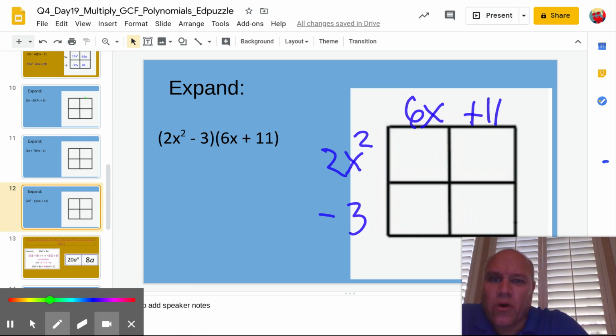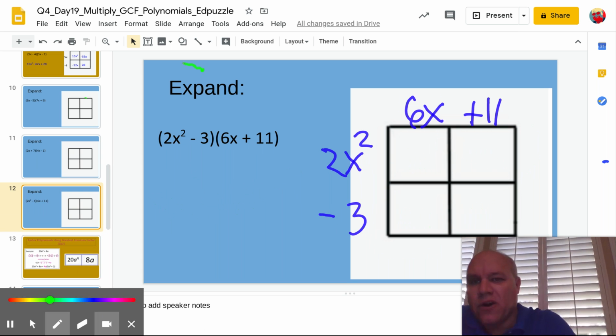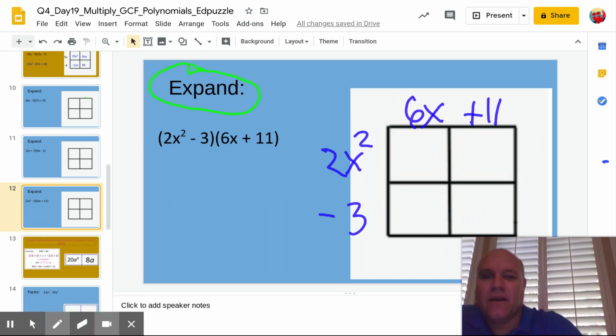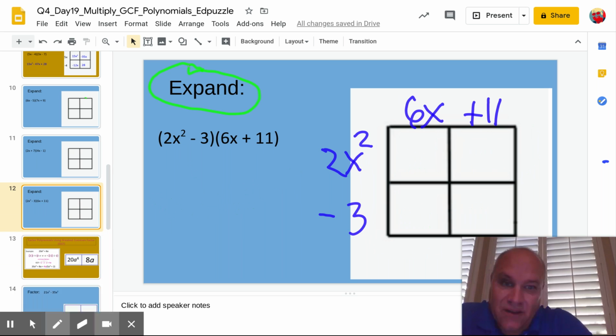Okay, I also want to point out a word. I don't know if you notice. It says expand. Sometimes you'll see directions on a test, and it won't always say multiply. Sometimes it's going to say expand. So expand means we're going to multiply. Next thing I want you to notice is, you see how we have the parentheses? There's no operation sign between them. When you don't see an operation sign between parentheses, it means multiplication.